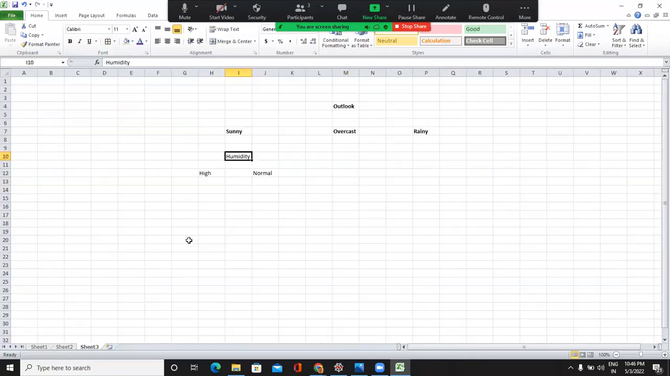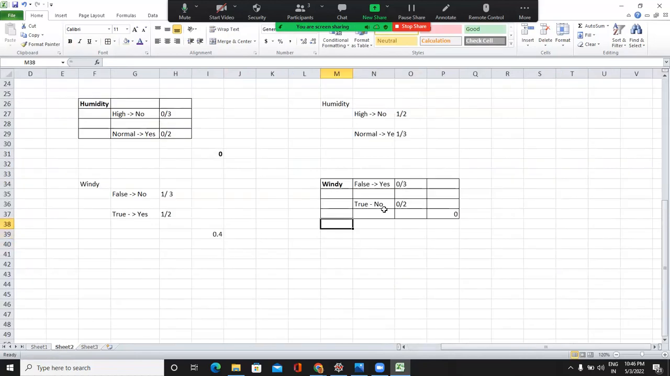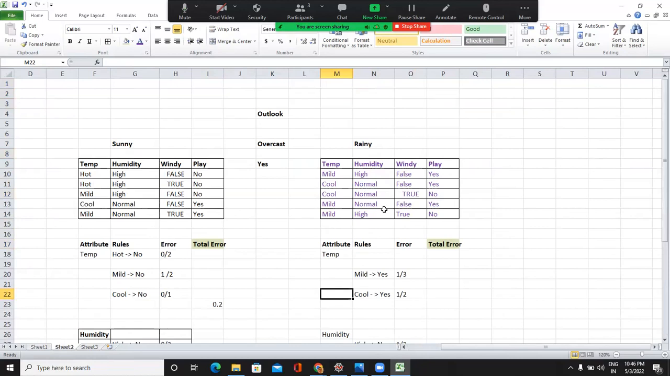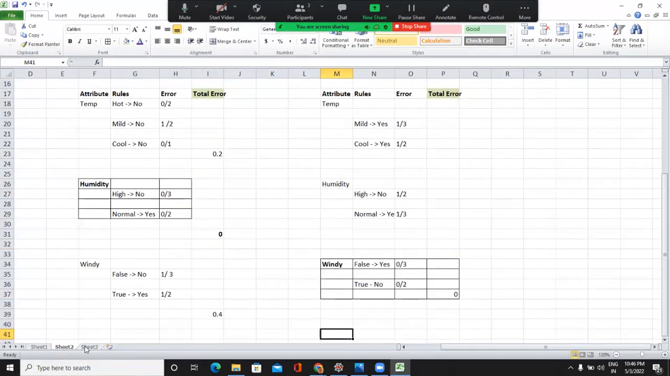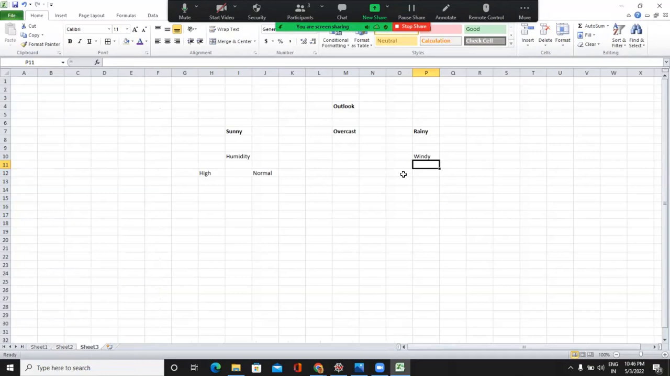So what we will do here, humidity high normal and rainy, we will split on windy. So windy has how many possibilities? Windy has false and true. False and true. So this is our tree.